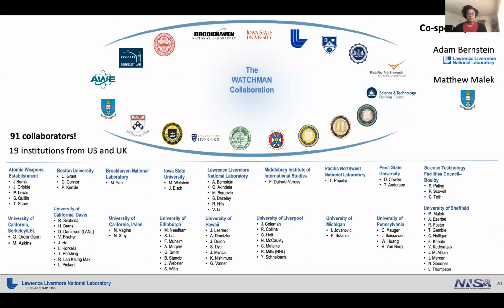And so this collaboration has roughly 100 collaborators from 19 institutions between the United States and the United Kingdom. On the US side, our main funder is the NNSA for NE1, and on the UK side, the main funder is the Ministry of Defence. We have the Atomic Weapons Establishment, which is their nuclear lab in the UK, as well as a lot of different universities in both the US and the UK.